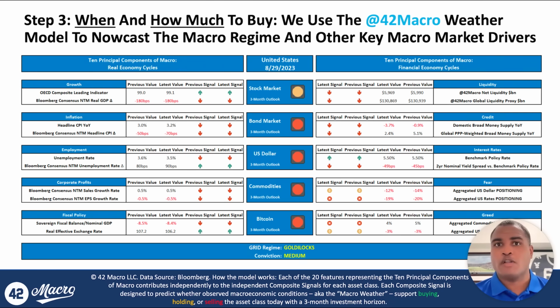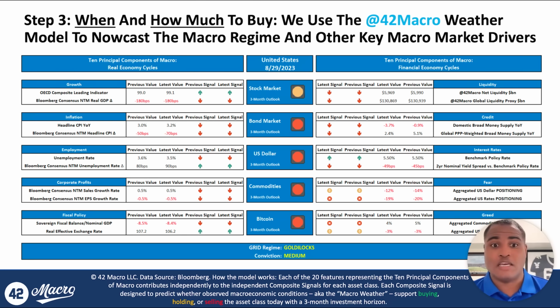We'll start with our real economy cycles. On the growth side, we have growth trending higher, but it is expected to trend lower over the next 12 months when you source the wisdom of the crowd across all the Wall Street economists. When you look at inflation, it's trending lower. It's expected to continue trending lower over the next 12 months. Employment, the unemployment rate's trending lower. It's expected to trend higher over the next 12 months.